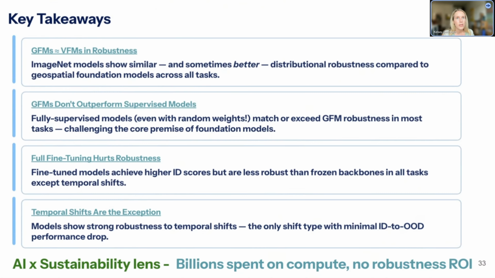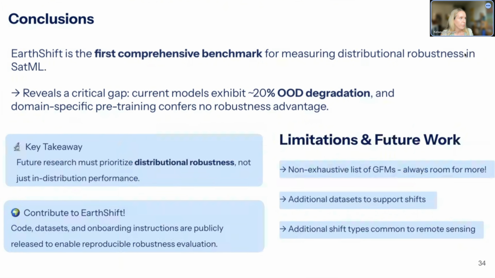And again, thinking about this AI and sustainability lens, we have on the order of billions spent on compute across all of these models, but we're not really getting robustness return on investment. And so it really begs the question of, are we investing in the correct things when building these types of models, and what are ways that we can improve robustness?